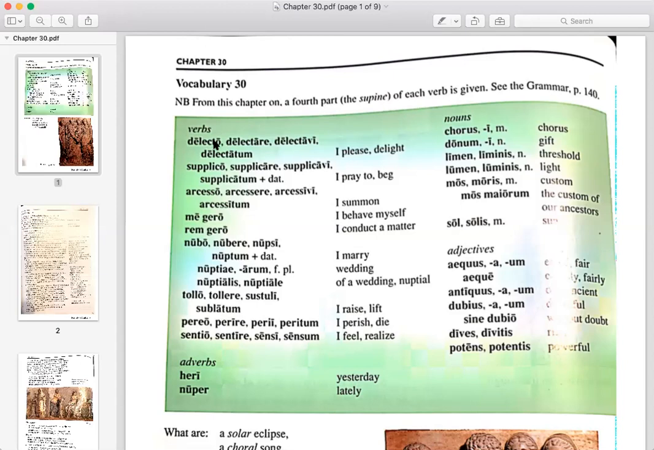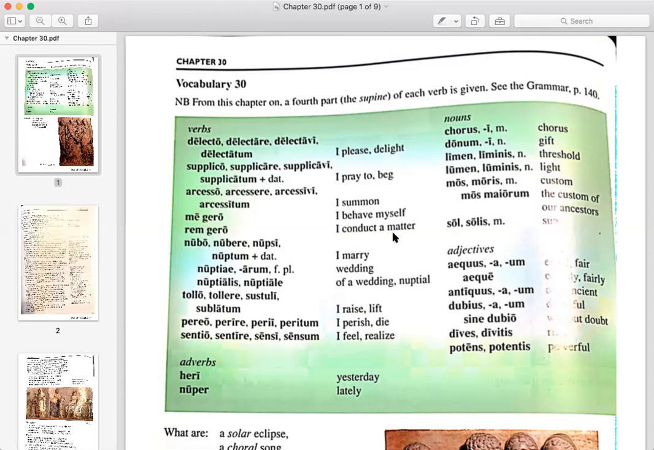Remember that the first principal part is your first person present. The second principal part is your infinitive form. The third principal part is your first person perfect. And now the fourth principal part is what's called a supine.